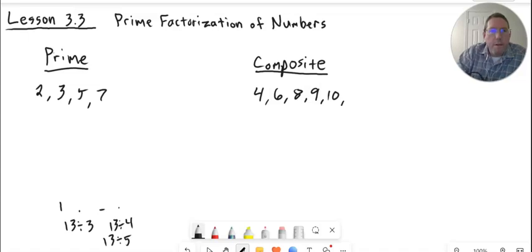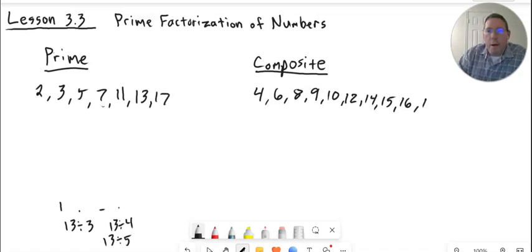Looks like I'm having trouble with my pen here. All right, 12 is composite. 13 is prime. 14 is composite. 15 is composite. 16 is composite. 17 is prime. 18 is composite. 19 is prime. And 20 is composite.